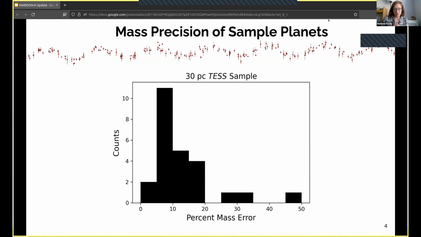This plot here is a histogram of the percent mass error of all of the planets with measured masses in our sample. Overall, you can see that there's a pretty substantial number of planets that already have mass error below about 10%, though of course we still have a large population of planets that either haven't been observed enough or have enough additional planets in the system that it's difficult to characterize the exact mass, and so we're continuing to follow up on those systems.